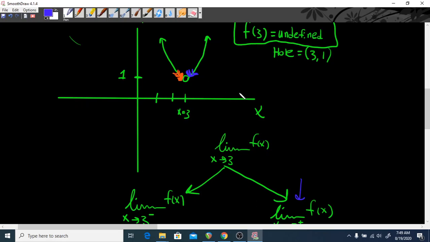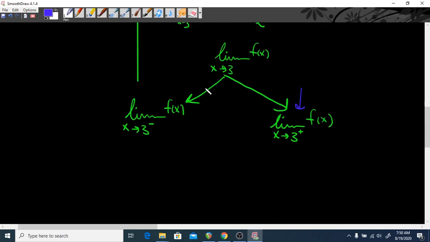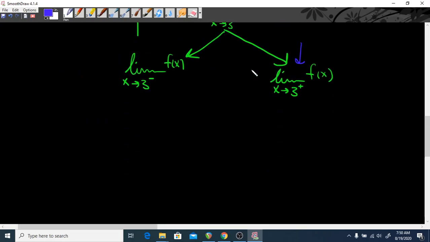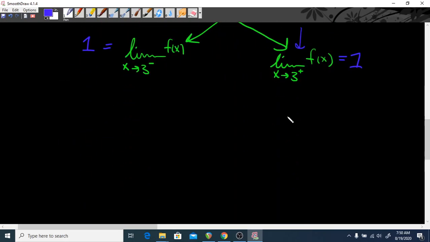As we can see visually with the blue sketch marks and the red sketch marks, we are getting closer to the y value 1. So again, f is undefined at 3, but this limit is 1, this limit is 1, because that is the y value that we're getting closer to as x gets closer to 3 from either direction. So there's that situation.